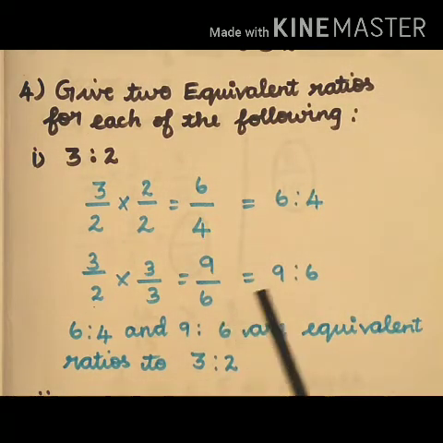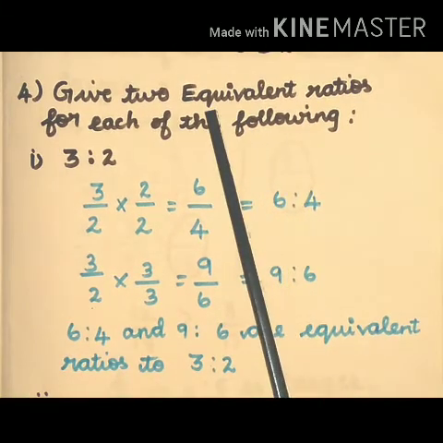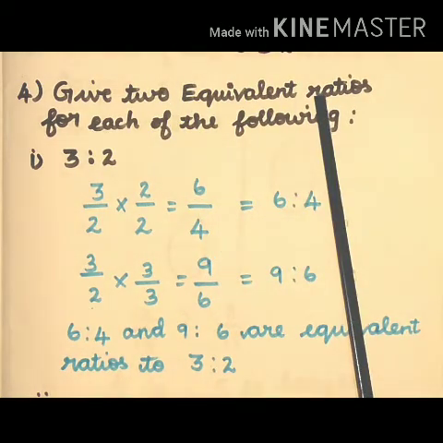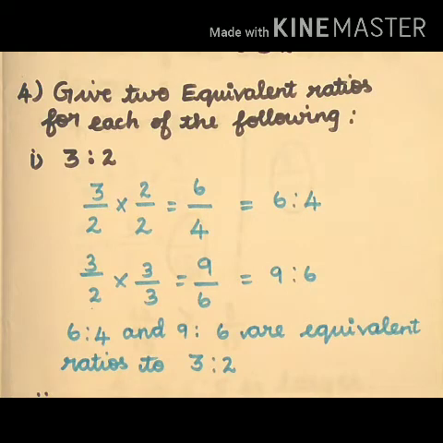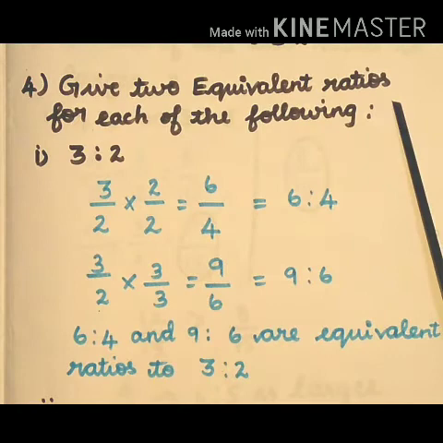9 by 6 as 9 is to 6. In the question they are asking to find only two equivalent ratios. In case they are asking to find three equivalent ratios, then you have to find the third equivalent fraction by multiplying the numerator and denominator by 4 by 4. Students, now it's clear how to find the equivalent ratios.